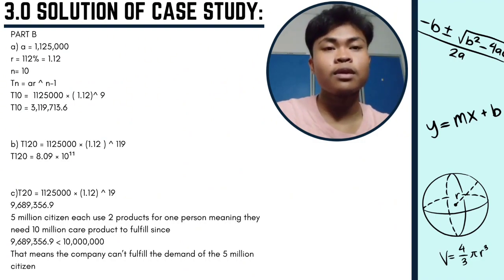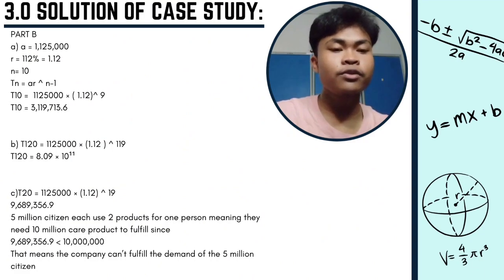9,689,356.9. This doesn't fulfill the demand because 5 million citizens need 2 care products per person, meaning they need 10 million care products to be produced. Since the 9 million care products is lower than 10 million, that means the company didn't fulfill the demand of the 5 million citizens.